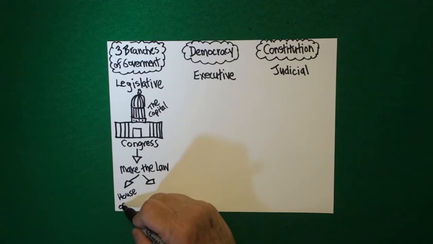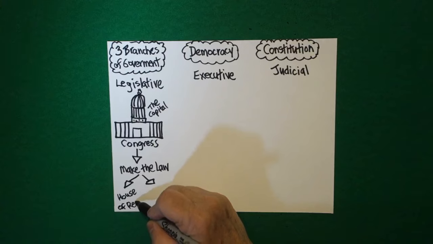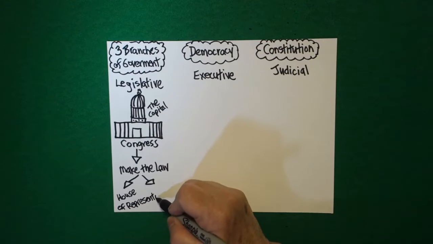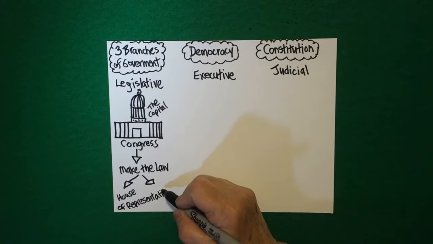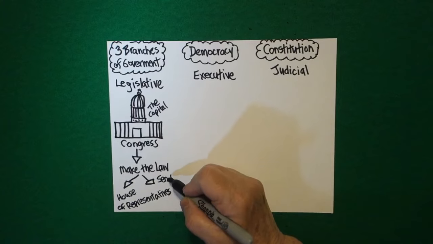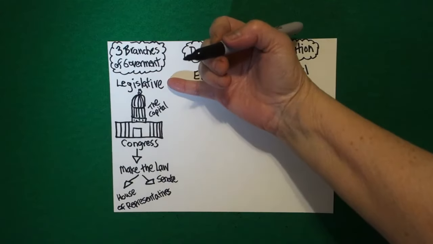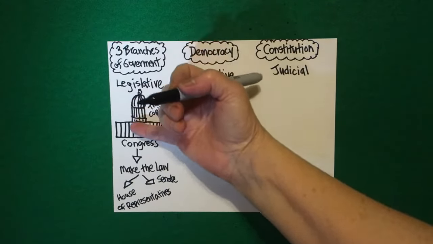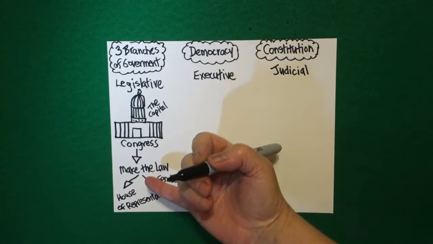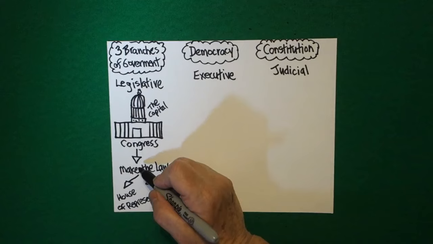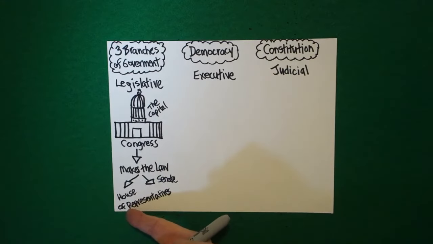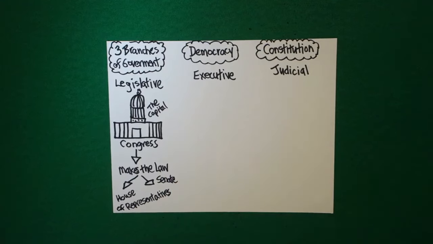First we have the House of Representatives. And the other is the Senate. So in the legislative branch of government, in the Capitol building in Washington, D.C., we have Congress, which makes the law, put an S, makes the law, and it's made up of the House of Representatives and the Senate.